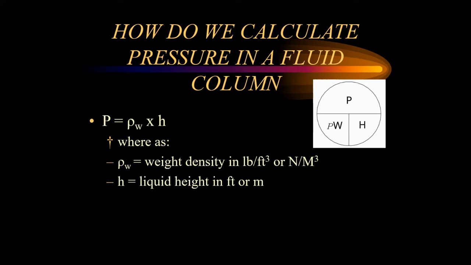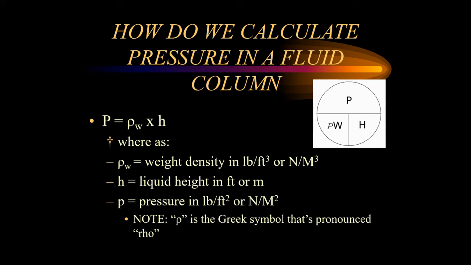If we take a look at H, H is the liquid height, or the height of the liquid above where we're measuring. Remember, that's always up, not down. And lastly, P is pressure. And pressure is still going to be in pounds per square foot, newtons per square meter, or pounds per square inch. And I just made a note here that for that funky P, we're not going to call it rho, we're going to call it funky PW because it's easier.